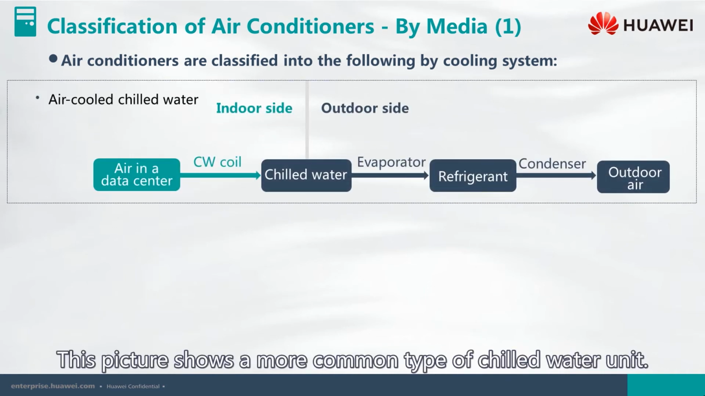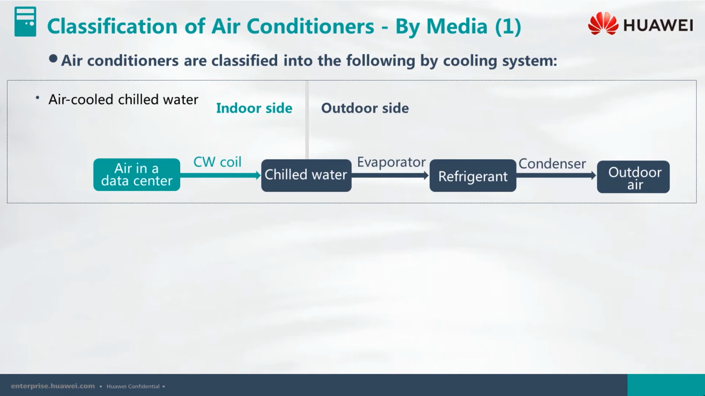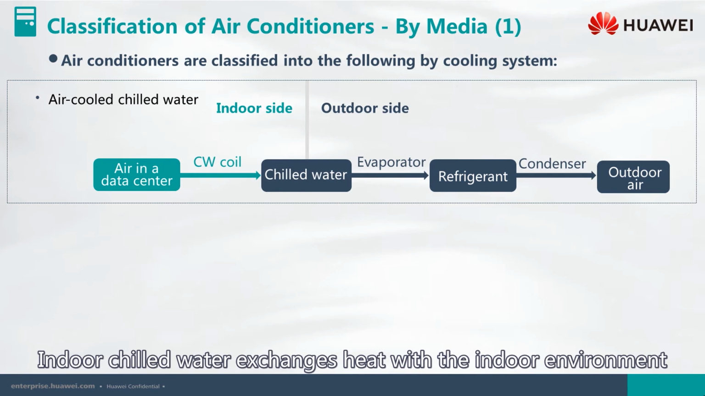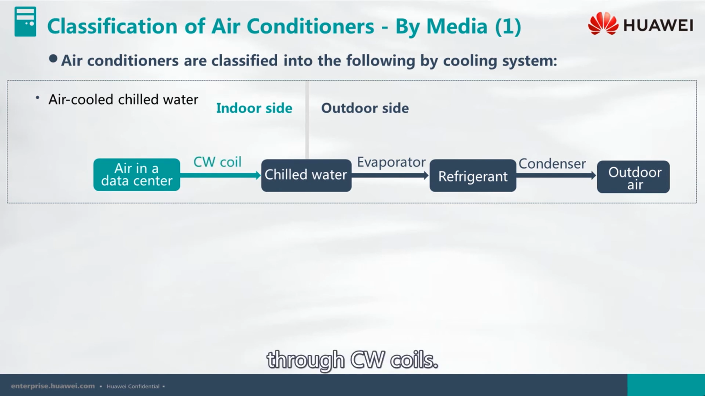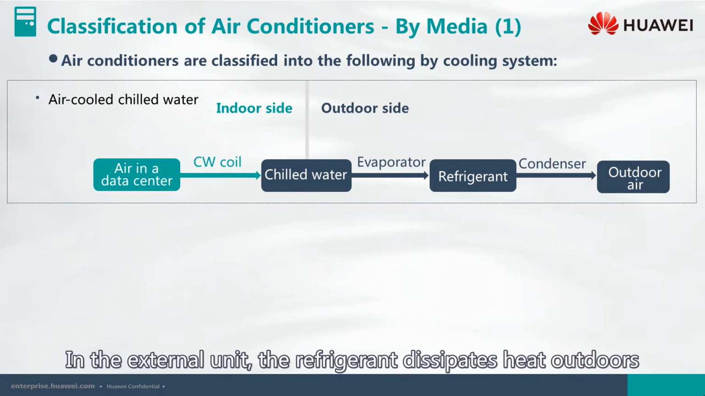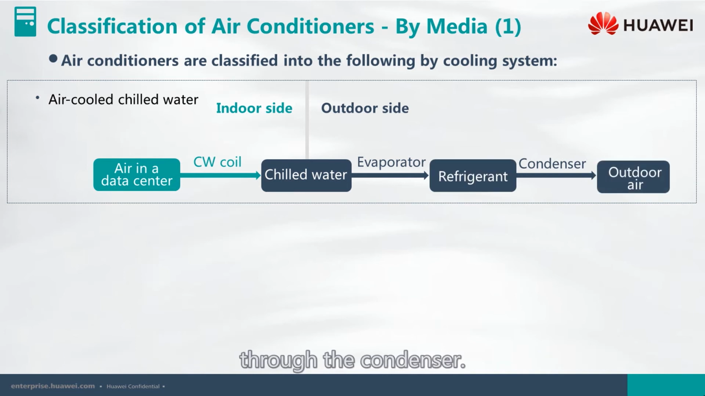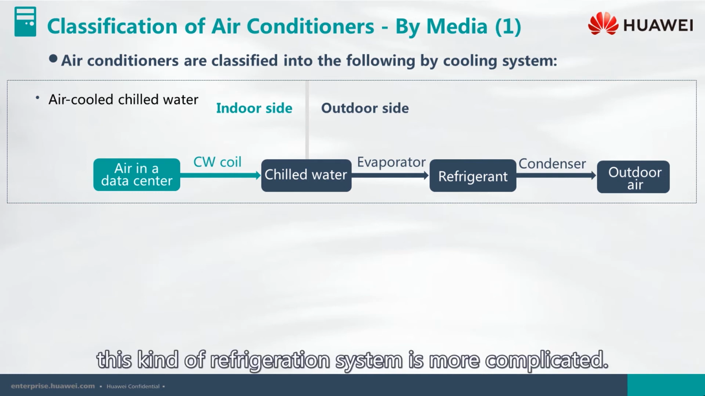This picture shows a more common type of chilled water unit. Indoor chilled water exchanges heat with the indoor environment through CW coils. In the external unit, the refrigerant dissipates heat outdoors through the condenser. From a system point of view, this kind of refrigeration system is more complicated.